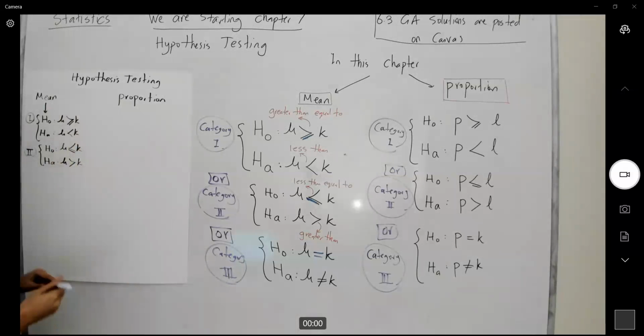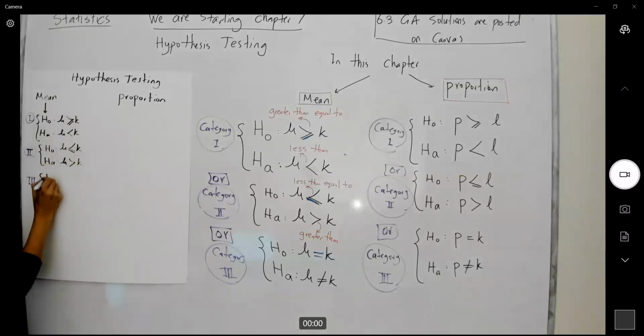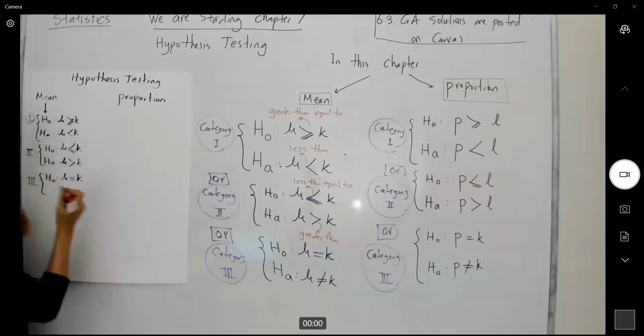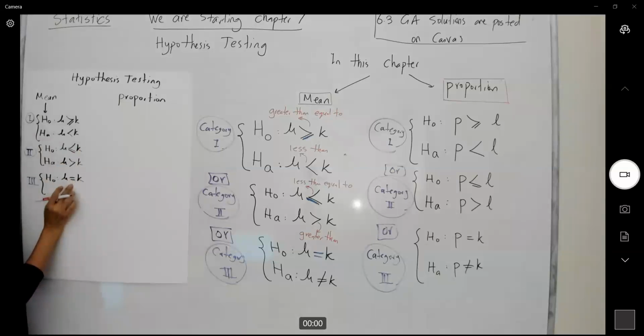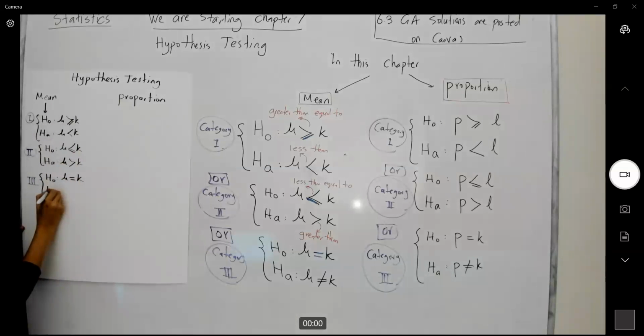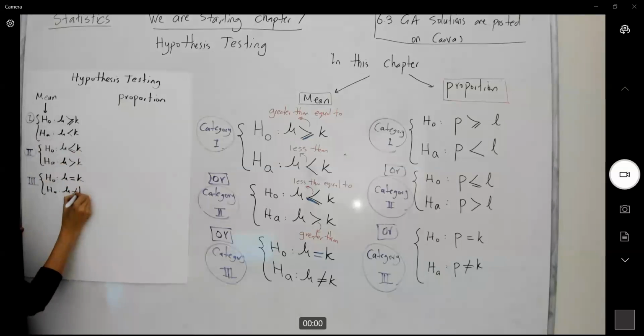And the third category is: the mean is equal to k. Again, make sure you use a different color to know that equality belongs to your null hypothesis. And its alternative hypothesis, which is the opposite of the null, says mu is not the same as k.